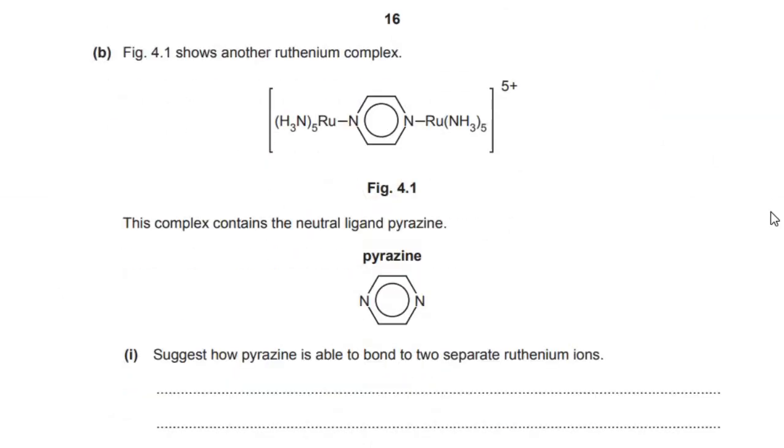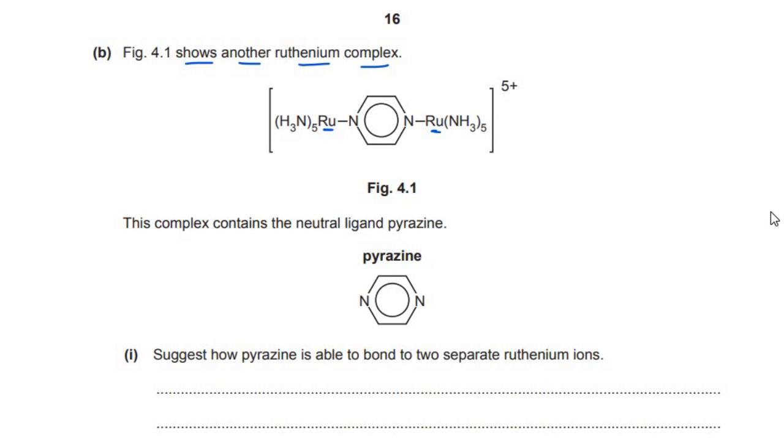Next part, it shows another ruthenium complex. You can see that ruthenium is here on both sides of one of the benzene-like compounds. We can't say benzene, but it's a substituted benzene kind of compound with 6 atoms in the ring, but rather than 6 carbon, it has got nitrogen. So obviously it's in another form.